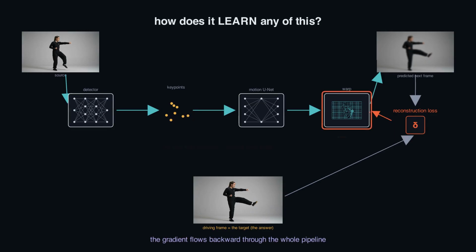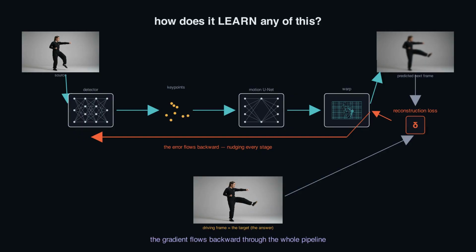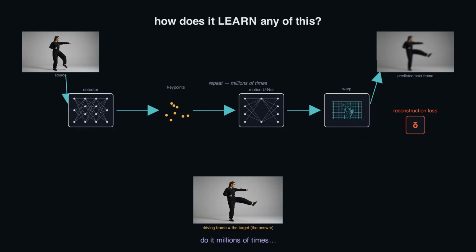And that error flows backward through every stage. The warp, the U-net, the key points, the detector, nudging each one to do a little better. Do that millions of times across millions of frames, and the key points settle onto real joints, the predictions sharpen, and nobody ever labelled a single one. The next frame was always the answer key.